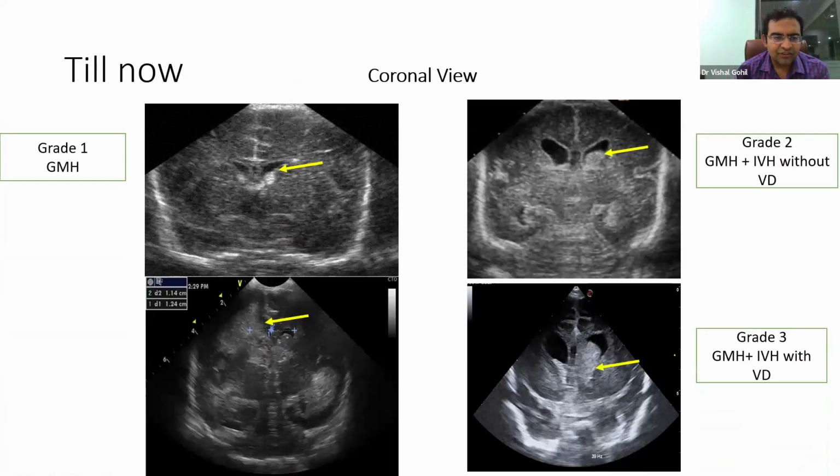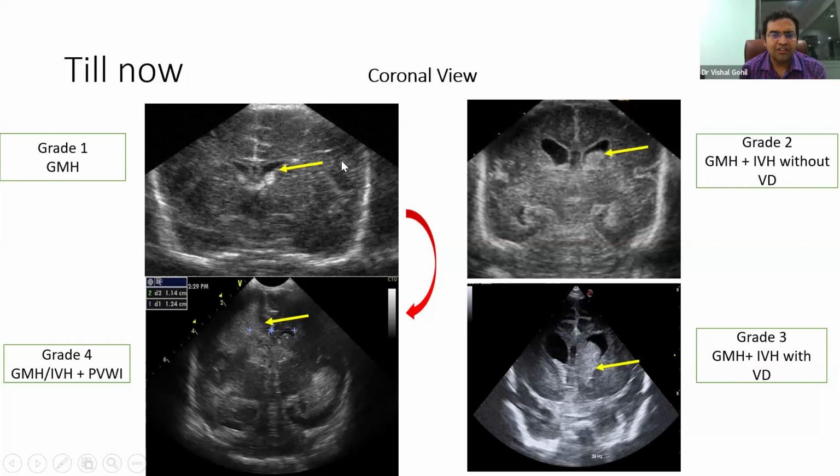And the last one is your grade 4, where the bleed leaks outside of the lateral ventricle. As I told you, it is not necessary to follow grade 1, 2, 3, and 4 in order. Sometimes it converts from grade 1 to grade 4 also.